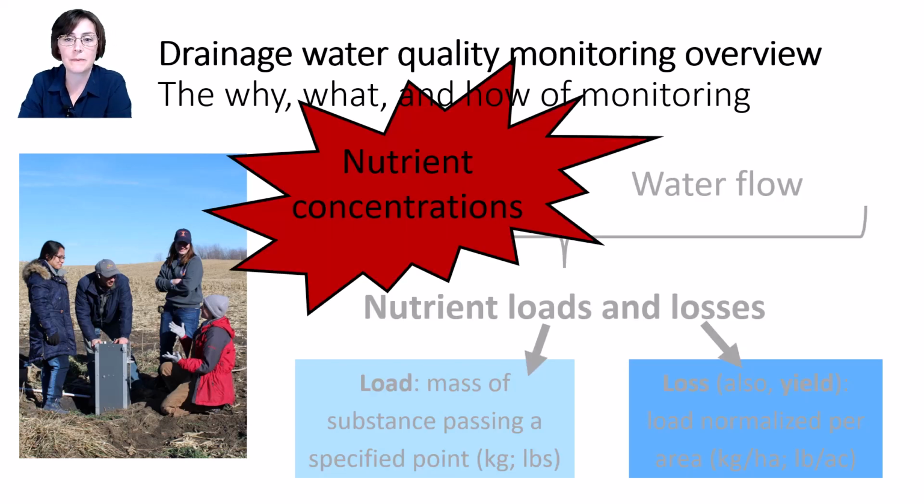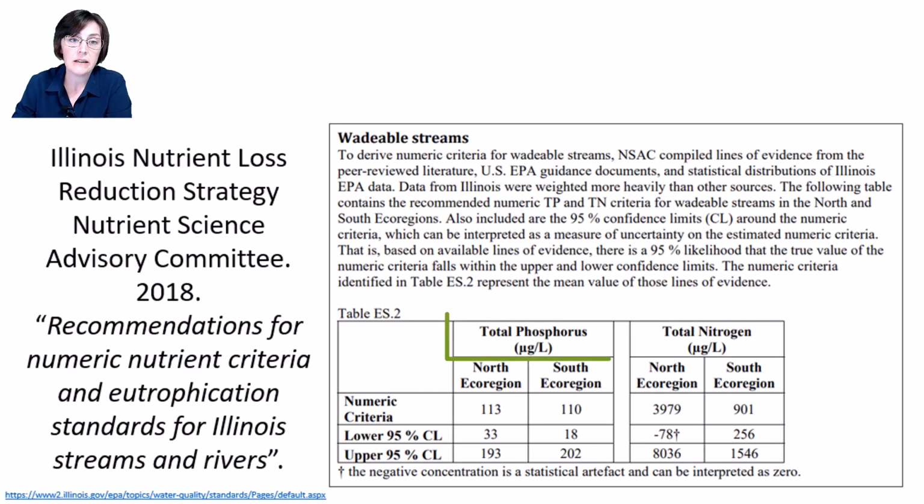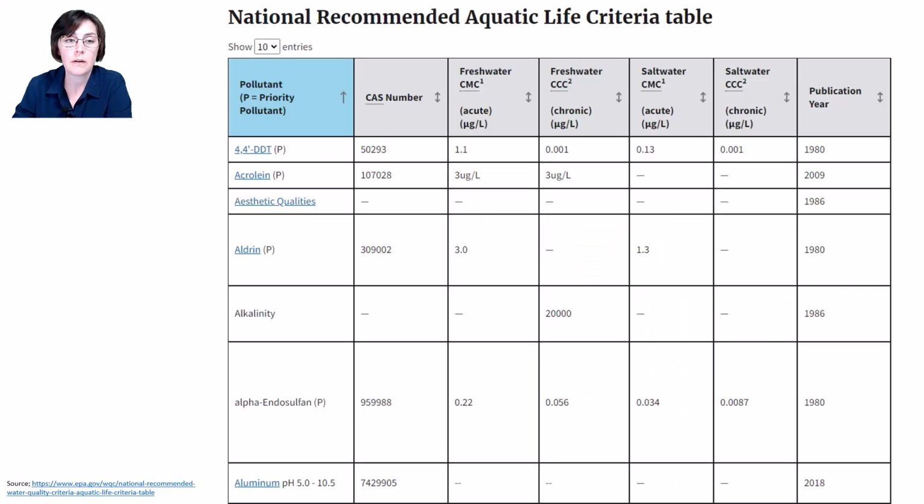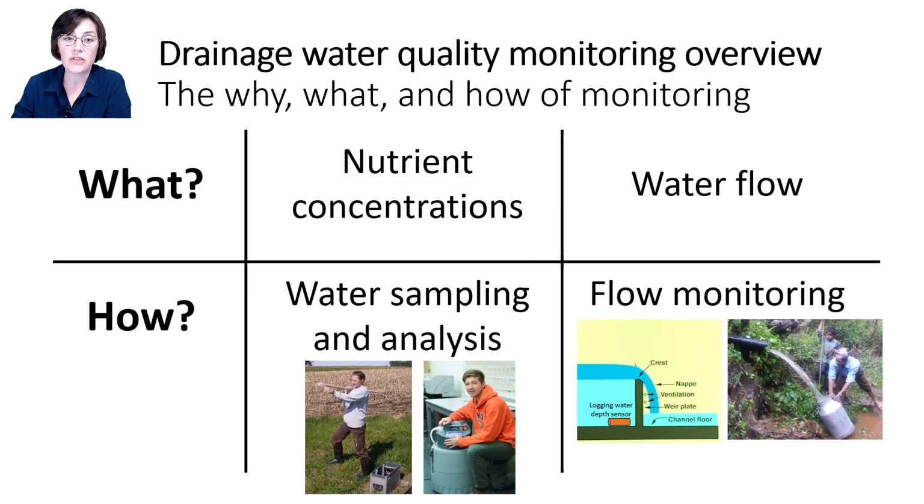I'll take one side step here to point out that sometimes concentrations are used on their own for important things like eutrophication criteria for streams, drinking water standards like 10 milligrams per liter nitrate nitrogen, and toxicity criteria for aquatic life. All of the units in those examples were units of concentration, not load and not loss. But just to reiterate, while concentrations provide important information on their own, when we talk about edge of field tile drainage monitoring, we most generally want nutrient concentrations and flow information together.